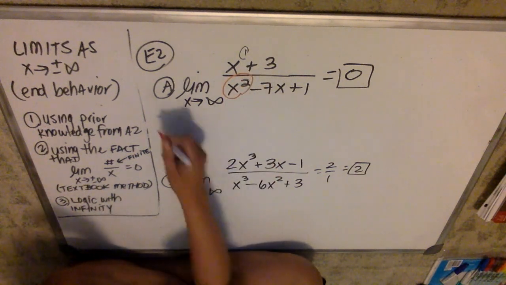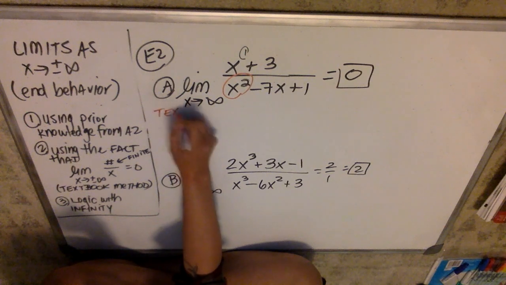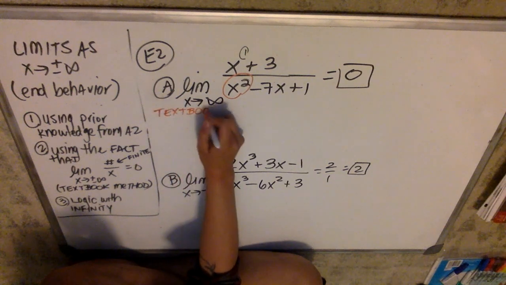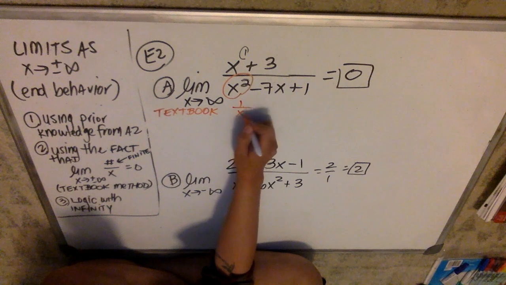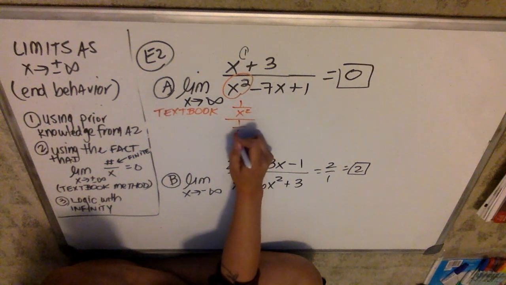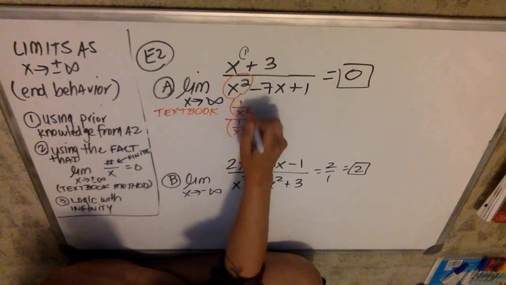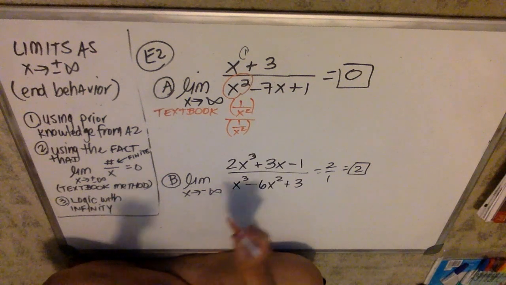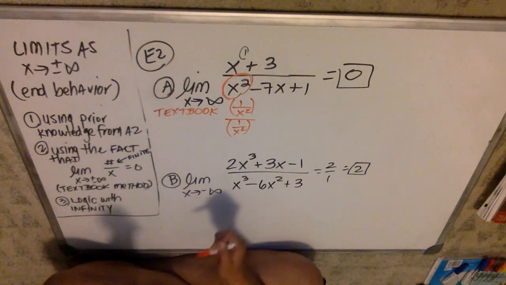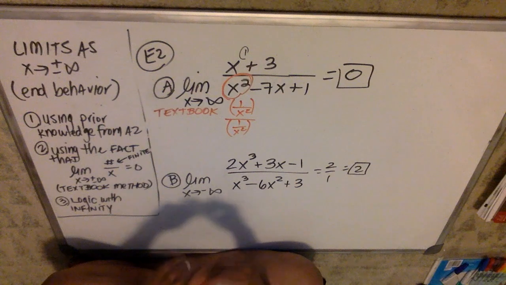According to the textbook method, here's what you're going to do. The textbook's going to ask you to multiply both the top and bottom of this thing by 1 over x squared. Why x squared? Because the largest degree of x is the x squared. All right, so here's what's going to happen when I do that.